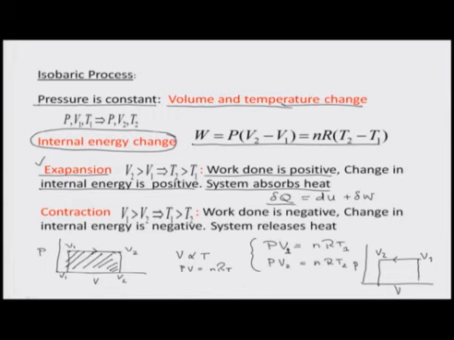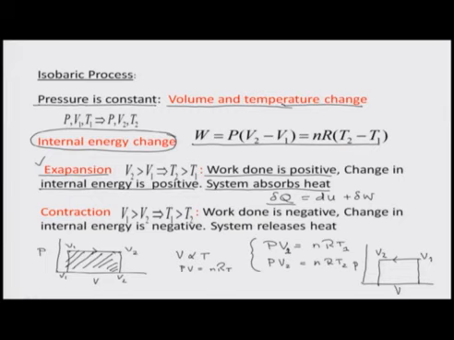So, you see work done, definitely, since V1 is greater than V2, work done is negative, change in internal energy is negative, and system releases heat, because in this first law dU is negative, delta W is negative. So, delta Q is also negative.